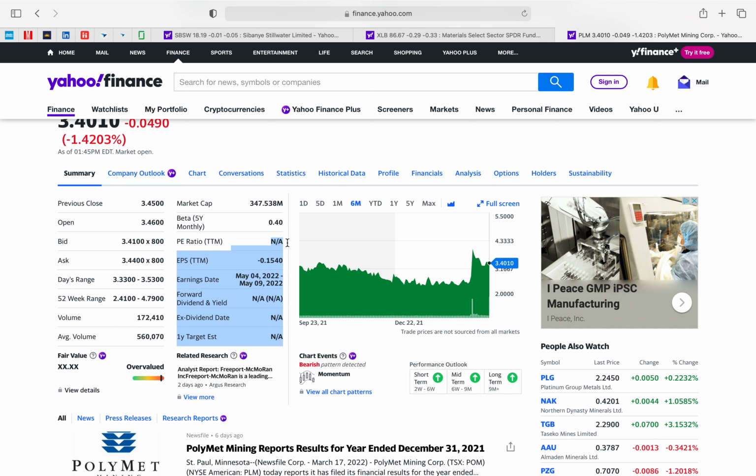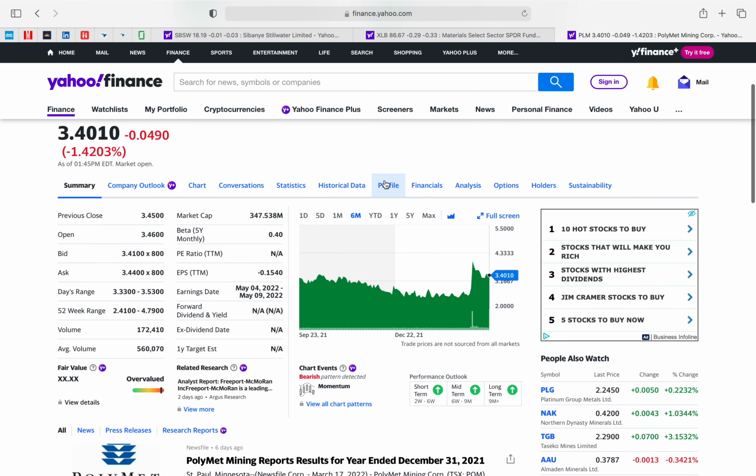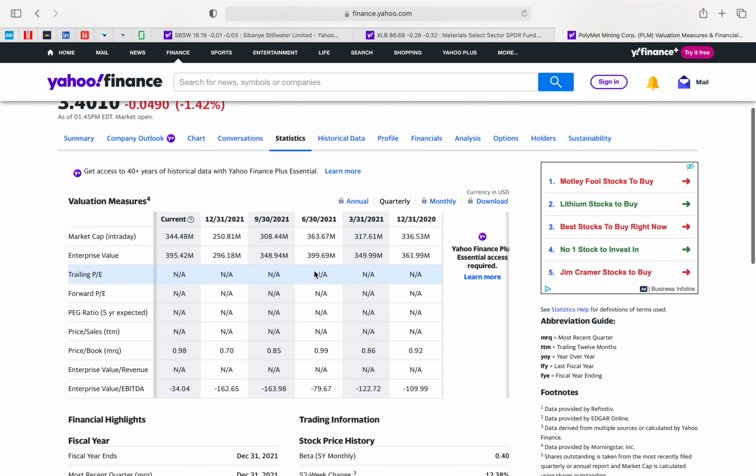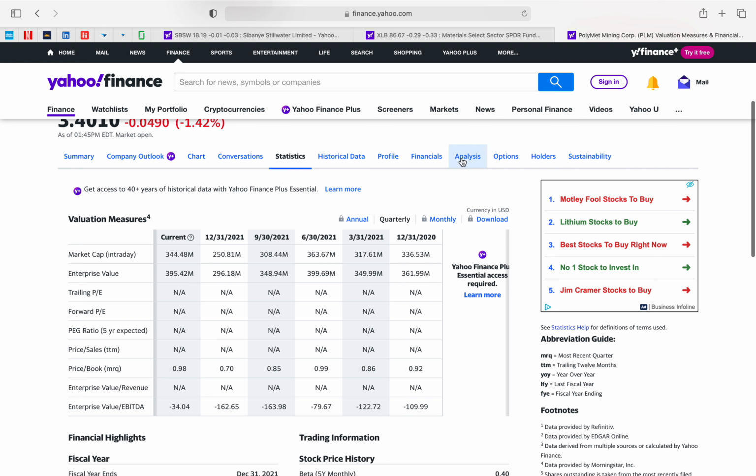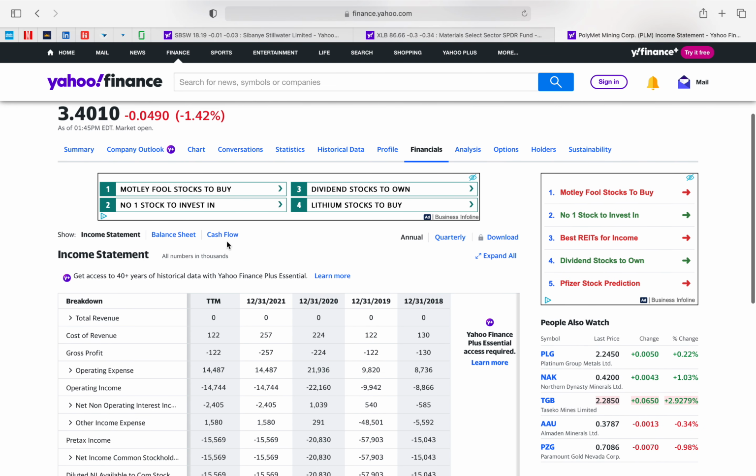Again, not having the P/E ratio reported, that's never a good sign. That means their bookkeeping's probably pretty bad. They're less volatile than the market on average, so that is probably a good thing if you want price stability. However, not having proper reporting is not a good thing at all. If I remember correctly, we could go to their statistics, and as you can see, we don't have a trailing or forward P/E ratio. So again, not good.